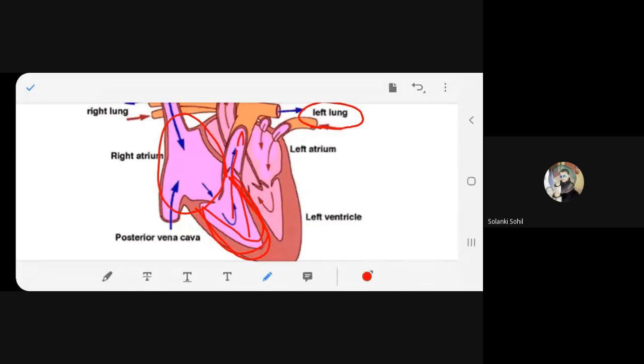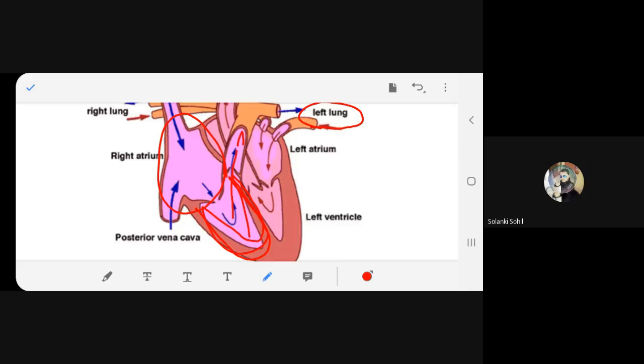And from there, the carbon dioxide is removed from the nose. Yes or no? So you understood now?